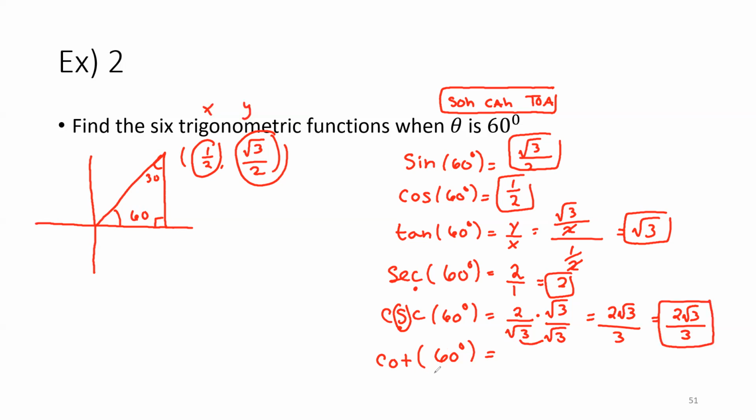And then cotangent 60. The clue is it's the reciprocal of tangent. So what is the reciprocal of tangent? This is the same thing as radical 3 over 1. So the reciprocal of that would be 1 over radical 3. And you can't have a radical in the bottom, so rationalize it by multiplying top and bottom by radical 3. So this is going to be radical 3, and on the bottom, this is just going to be 3. And that's how you find the six trigonometric functions of angle 60, or when theta is 60 degrees.